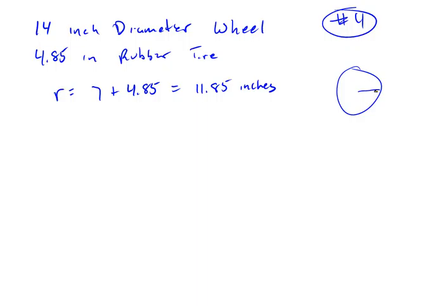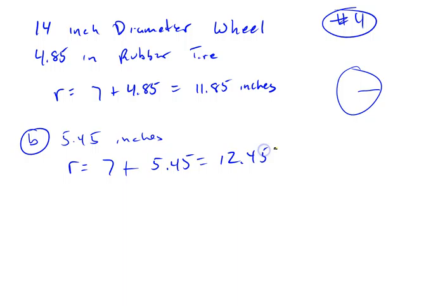Now, Chris, who asked this problem, said that part A was fine, calculating the angular speed at 45 miles an hour. So I'm not going to do part A. I am going to do parts B and C, though. Part B says you've got new tires that are 5.45 inches. So now our radius is 7, the original metal part, the rim of the tire, plus the 5.45, which is a 12.45-inch radius now.